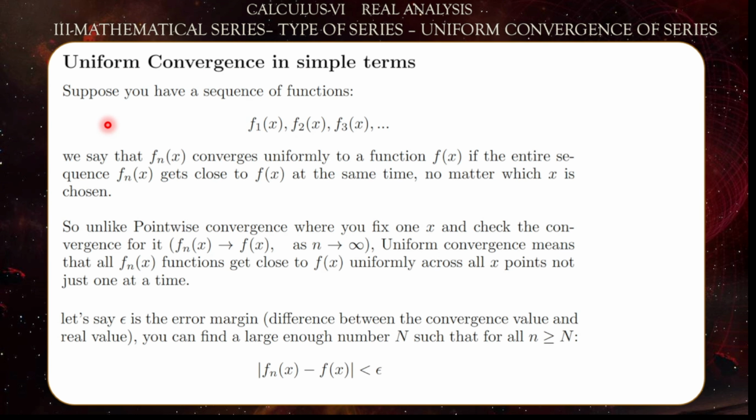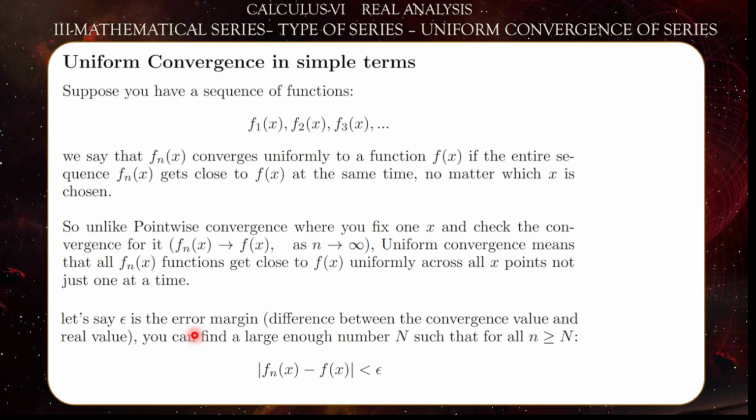In simpler terms, suppose you have a sequence of functions f1(x), f2(x), f3(x), etc. We say that fn(x) converges uniformly to a function f(x) if the entire sequence fn(x) gets close to f(x) at the same time for all the values of x within the subset A. Unlike pointwise convergence, where you fix one x and check whether fn(x) approaches f(x) as n approaches infinity, uniform convergence means that all the fn(x) functions get close to f(x) uniformly across all x points, not just one at a time.